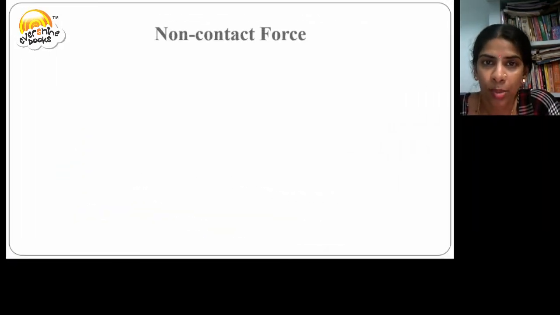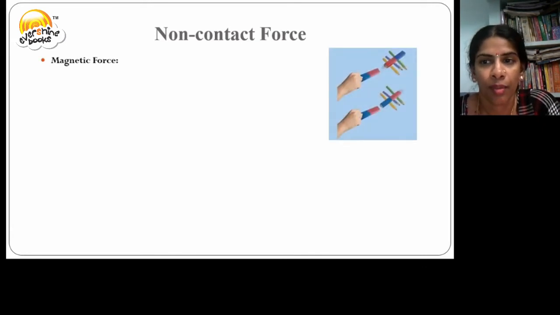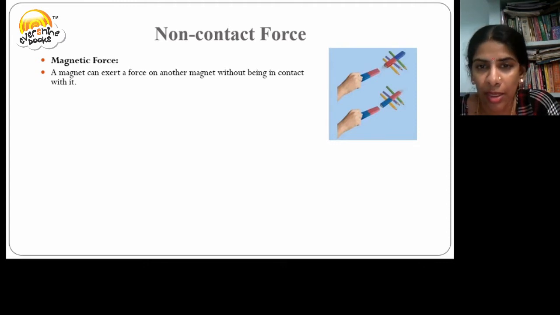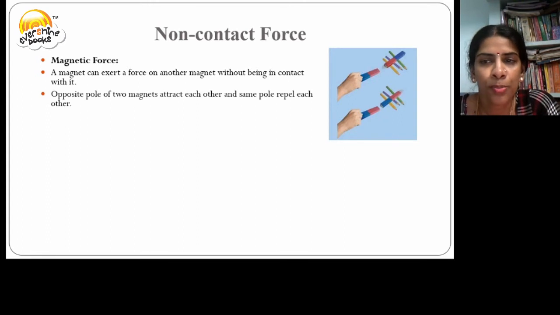Let us now discuss non-contact forces. Magnetic force. A magnet can exert a force on another magnet without being in contact with it. Opposite poles of two magnets attract each other and the same poles repel each other.